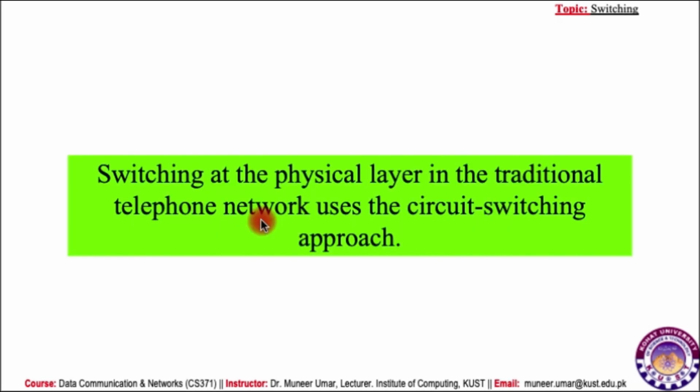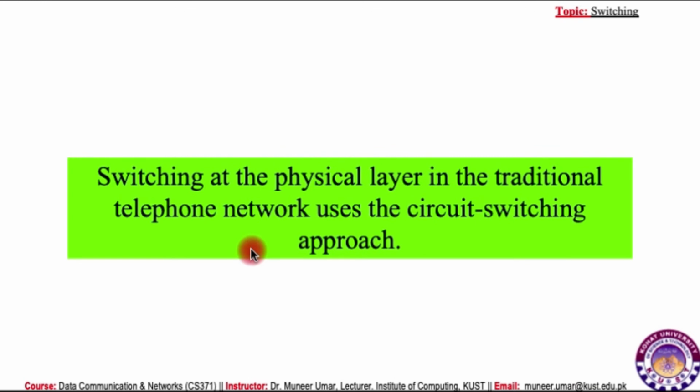The last thing about circuit switching: switching at the physical layer in the traditional telephone network uses the circuit switching approach. So this is performed at the physical layer. Now we are moving towards datagram networks, which are the second type of switched networks, and that is actually performed at the data link layer, not the physical layer.